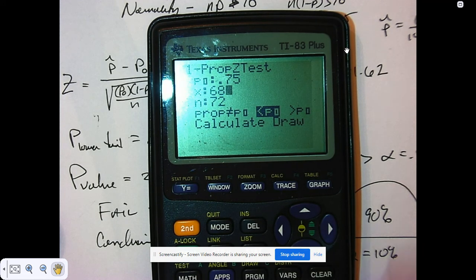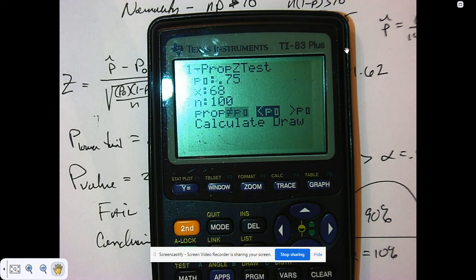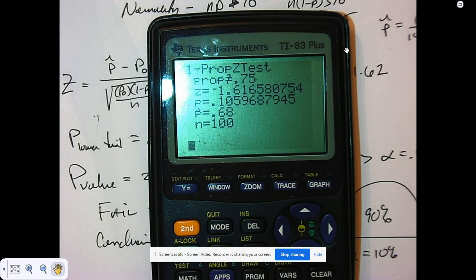The 0.68 comes from the numbers that would say yes in the sample and the sample size. The last thing we have to do is the alternate hypothesis. Was it not equal to 0.75, less than 0.75, or greater than 0.75? That's going to be not equal to 0.75. So we hit calculate, and let's see what we get.